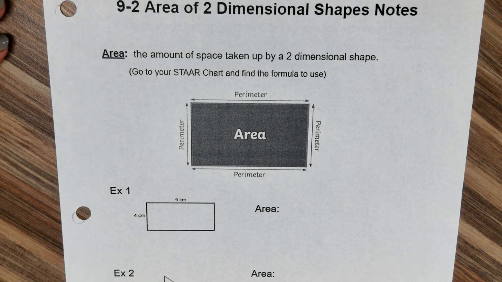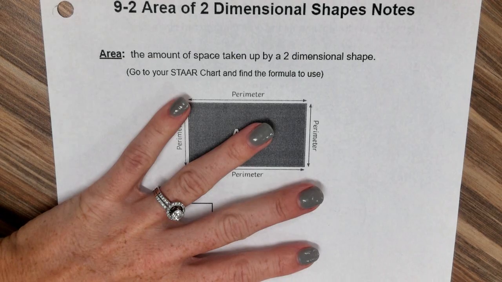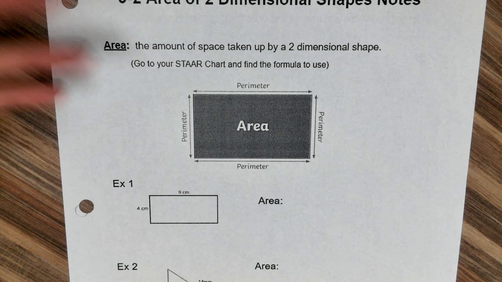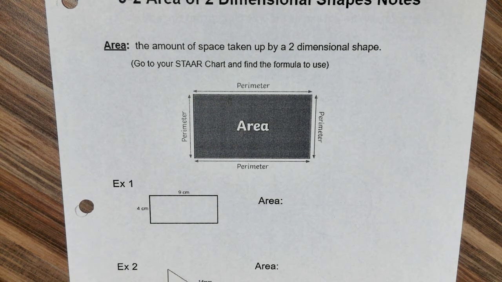And then it says you would find these formulas on your star chart, which the copier messed up, so I don't have star charts for y'all today, but I'm going to give you the formulas, so you're going to need to take good notes because this is where you're going to get your formulas from, okay? Area is not one formula for all shapes. Perimeter is all sides, so it works for every shape. Area, you have to find each shape and write the formula down for that shape.